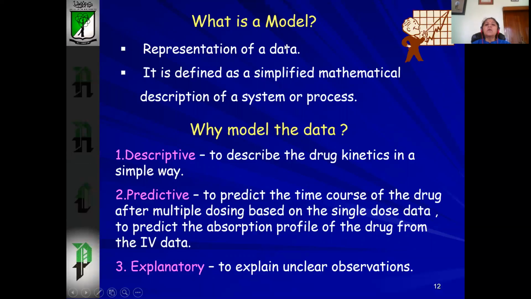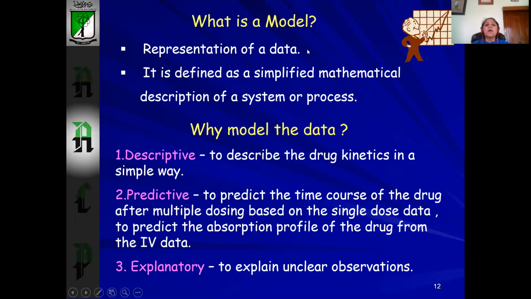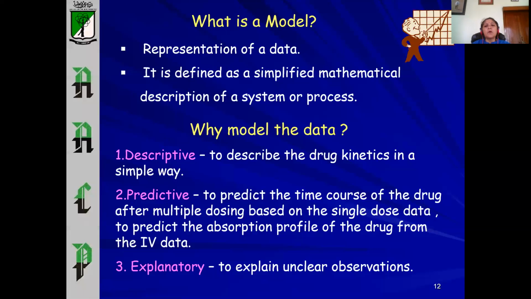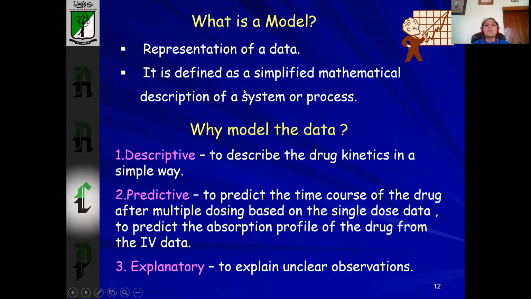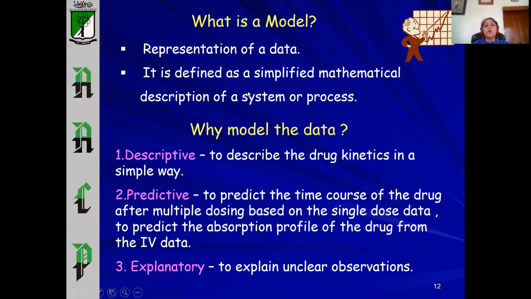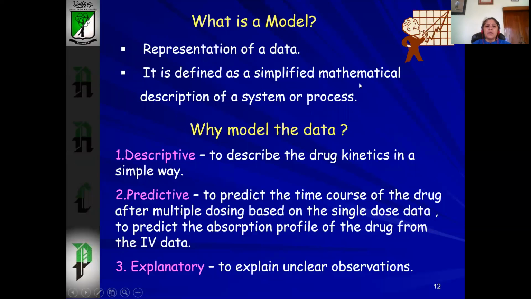Now let's see what is a model. Model is a representation of a data. Now the model can be anything. It could be a clay model, it could be a pictorial model, it could be a graphical model. So it could be any type. Now in pharmacokinetics, the model that we use is mathematics. So here we describe the system or the process as a mathematical equation or graphs.